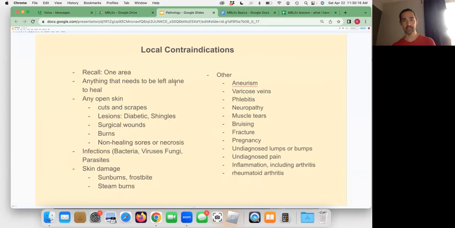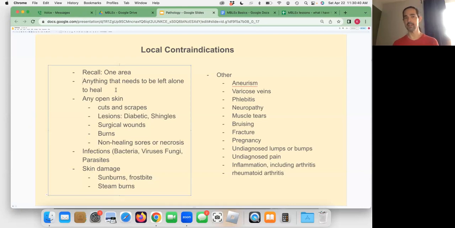Here's some local contraindications. We have two columns here. One is advice on how you can mentally organize things, and the other is just a collection. So in the first column, I want you to remember that local contraindications means one area. It's not the whole body, not general, not systemic.